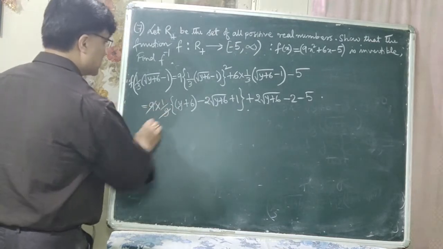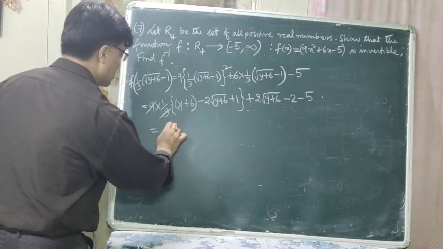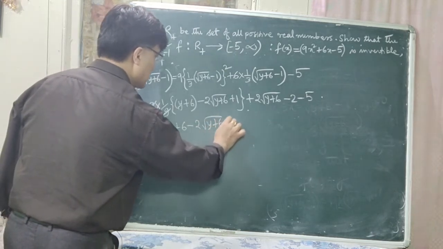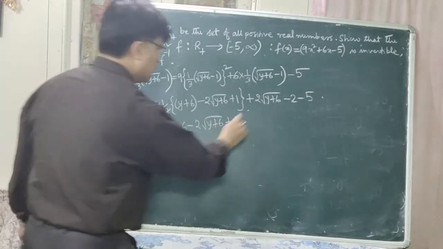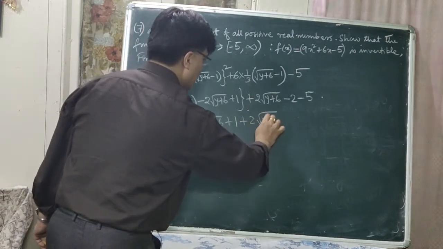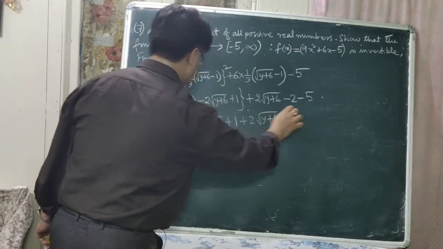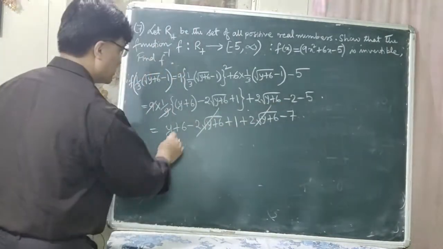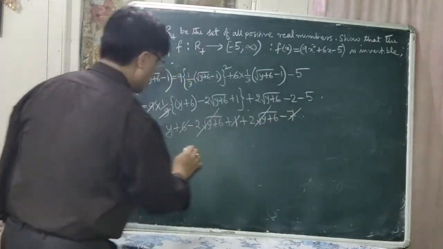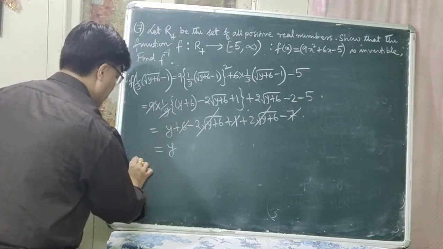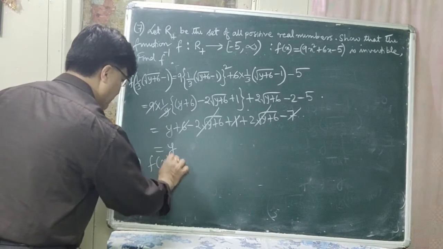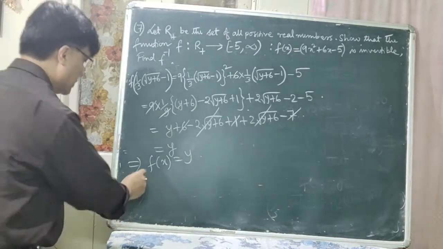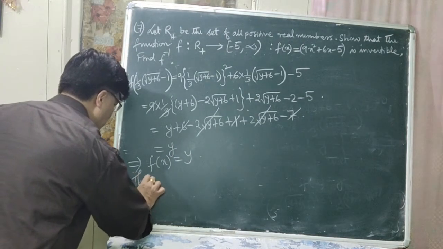So this 9 gets cancelled, which is equal to y plus 6 minus 2 root over y plus 6 plus 1, right? Plus 2 root over y plus 6, then this is minus 7. So here you can cancel this minus plus, 6 plus 1 is 7, 7 gets cancelled, which is equal to y. So which implies f of x is equal to y. Is that clear? So therefore the function f is onto.